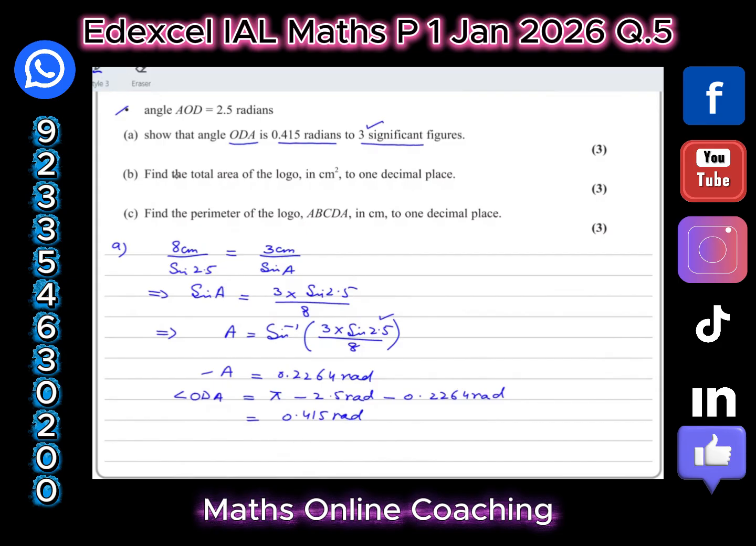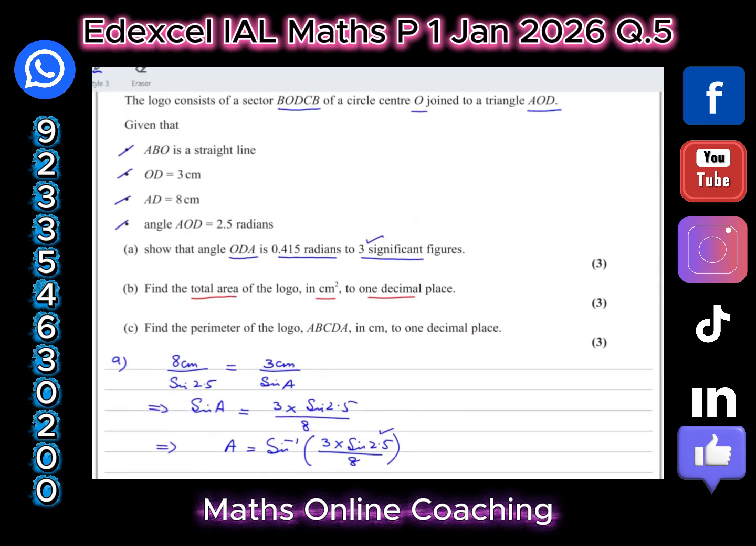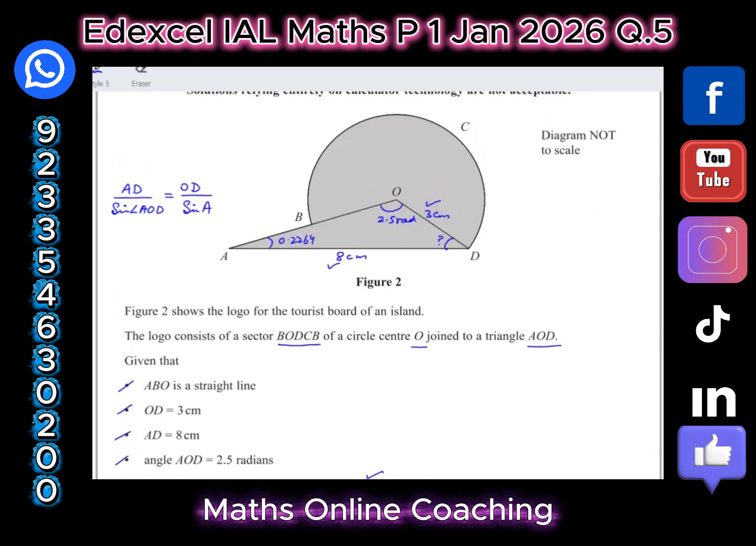Now look at part B. Find the total area of the logo in square centimeters to 1 decimal place. Here we have to calculate the total area of the logo. If we see the figure, it consists of two parts. One is the sector and the other is the triangle. So we have to calculate the area of the sector and the area of the triangle to get the total area.